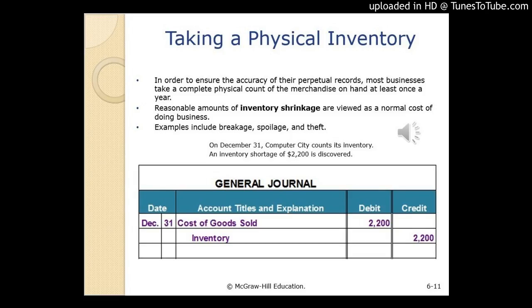And to get the corresponding debit entry, we need to go to our income statement. The cost of goods sold in this case, we're going to increase the expense account. And by increasing the expense value, we are increasing it by that same $2,200. So it's as if we're saying that we sold $2,200 worth of stuff for no money. And that's essentially what happened.